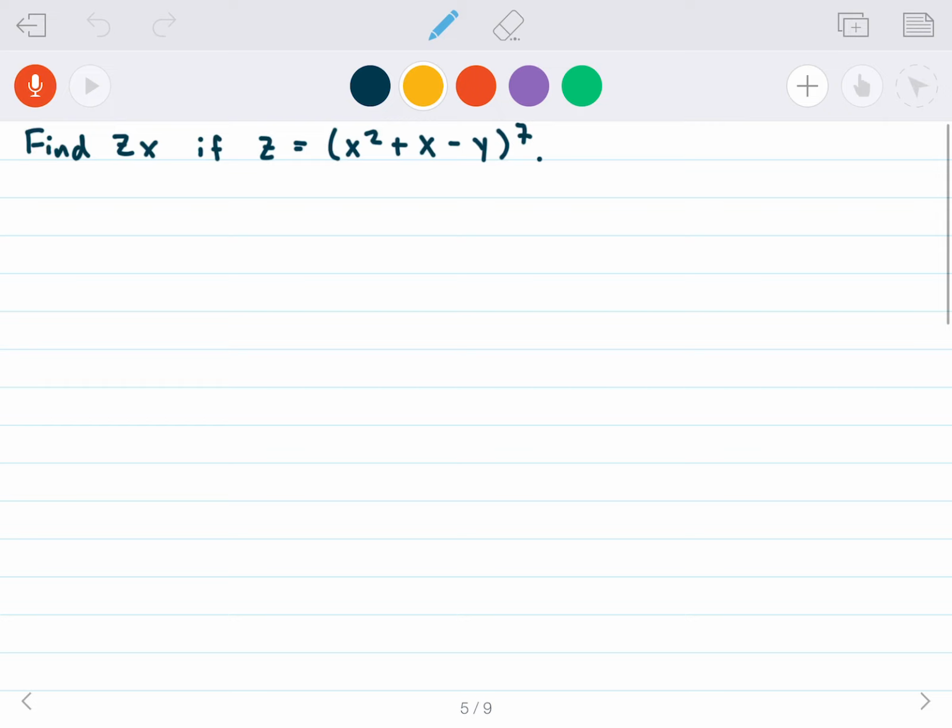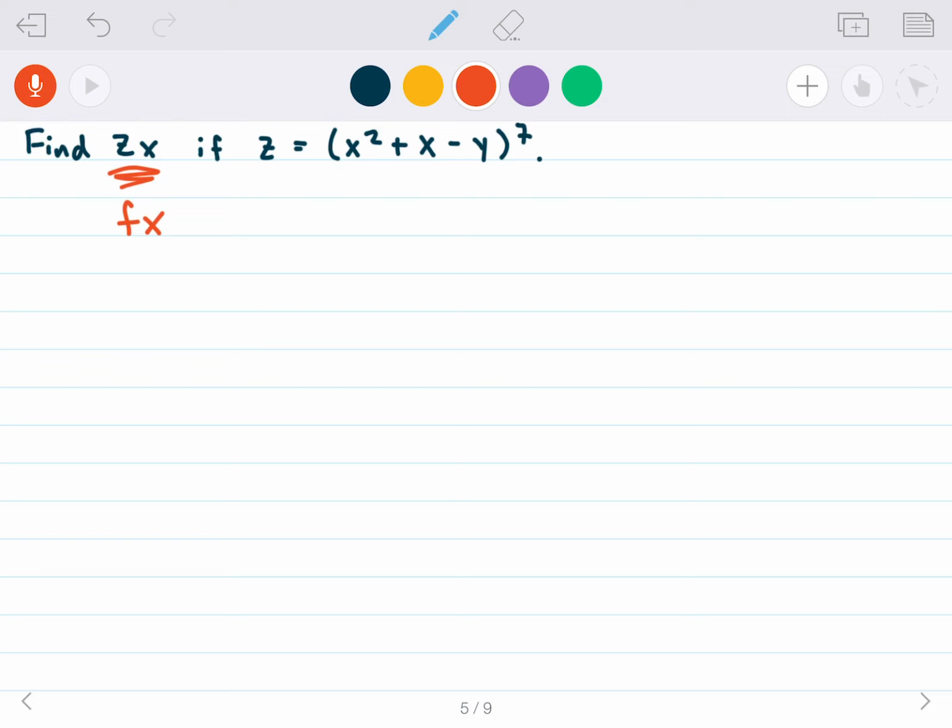Okay. Let's try this one. So another notation. The little z sub x, again, is just a little directional derivative in the x direction. So partial derivative with respect to x. Okay, so this is chain rule. You guys remember the chain rule? Chain rule says we're going to first take the derivative of the outer function multiplied by the derivative of the inner function.